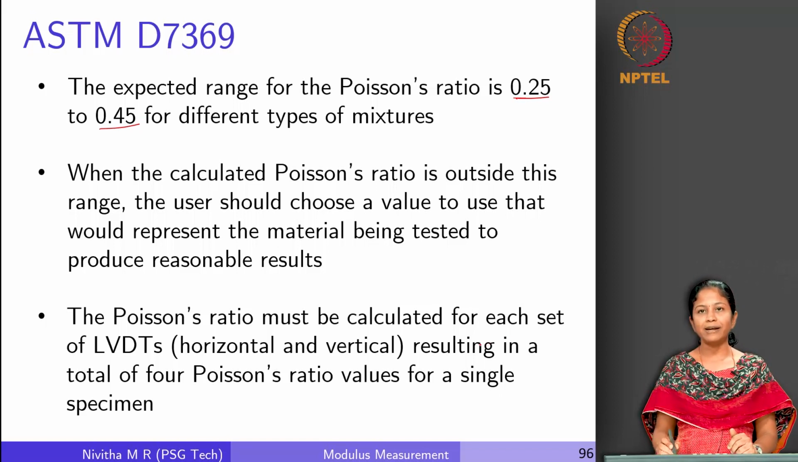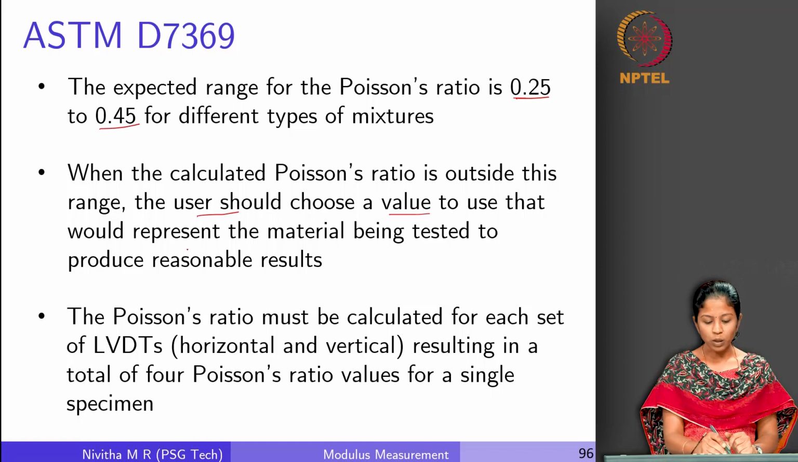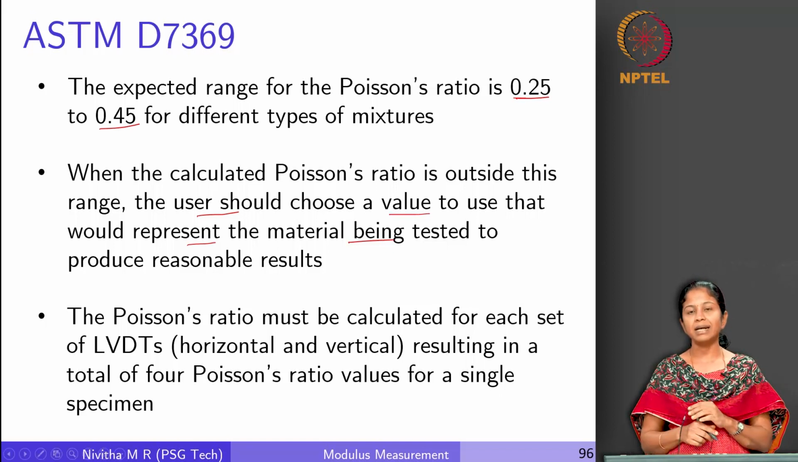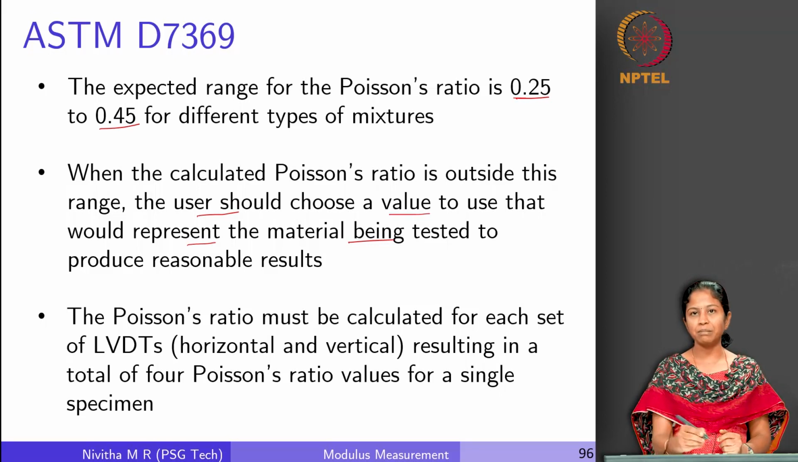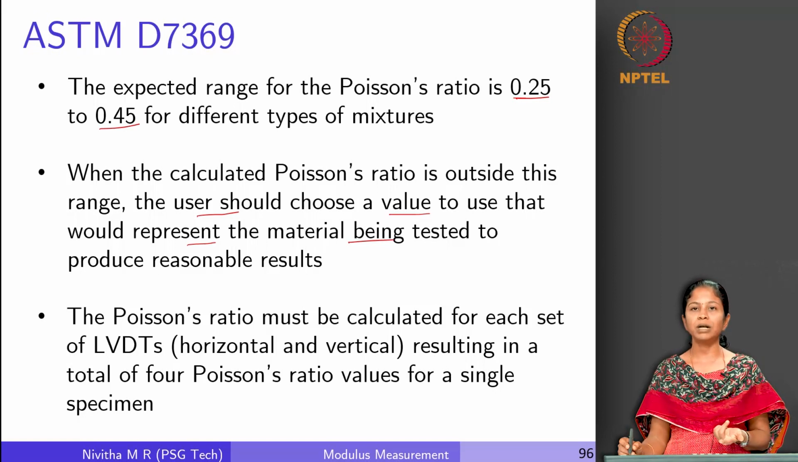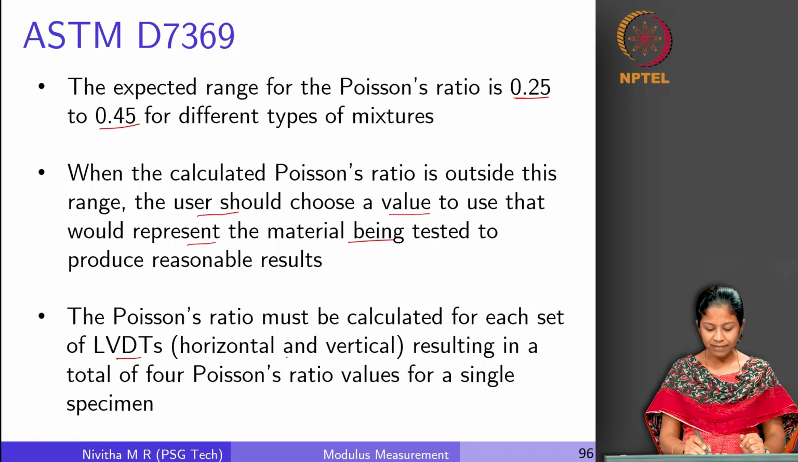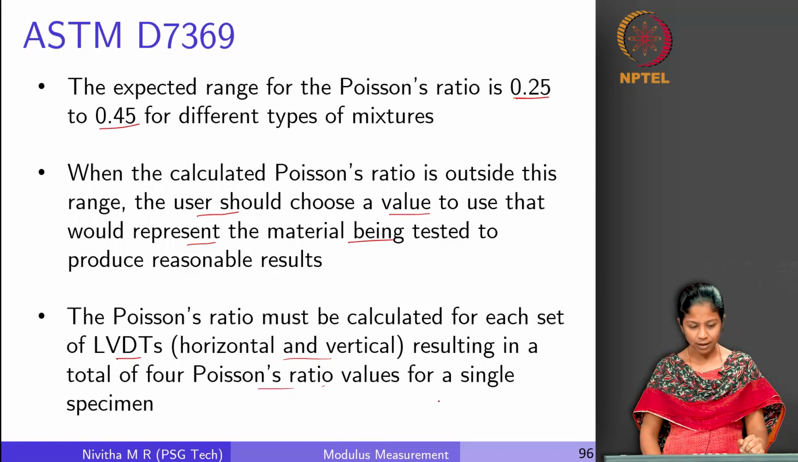If the calculated Poisson's ratio falls outside this range, the code suggests that the user should use a value that would represent the material being tested to produce reasonable results. So if we get an unreasonable value which falls outside this range, we should use a representative value. There are a lot of issues when we start testing using this codal provision, especially with respect to repeatability for bituminous mixtures. So there is a probability that many times we can encounter this scenario. Either we do multiple trials or we choose a representative value. The Poisson's ratio must be calculated for each set of LVDTs, horizontal and vertical, resulting in 4 Poisson's ratios for a single specimen. That is what we had said earlier.